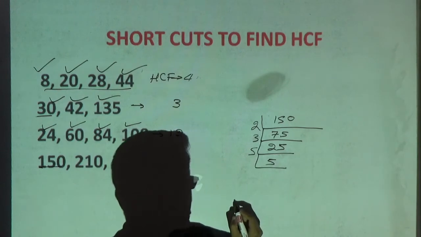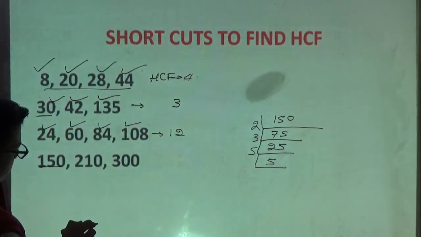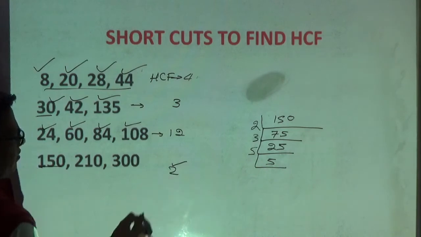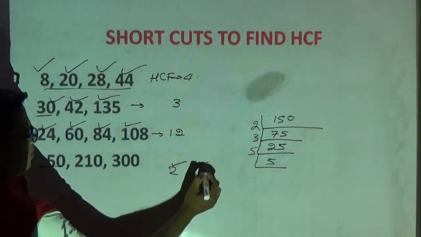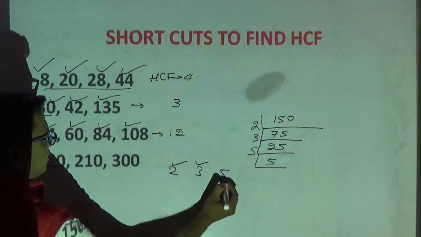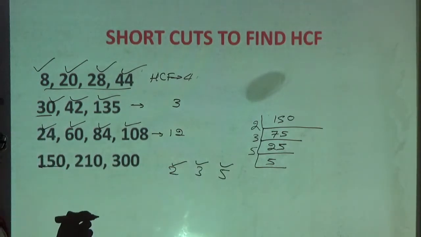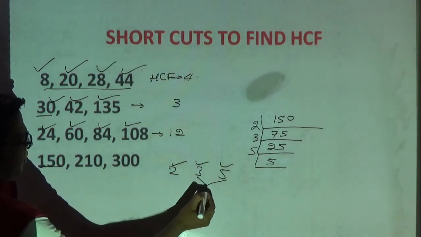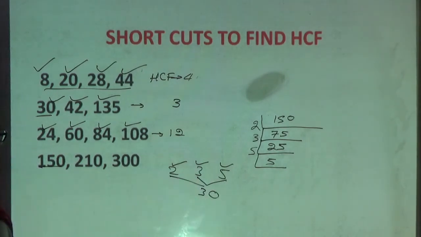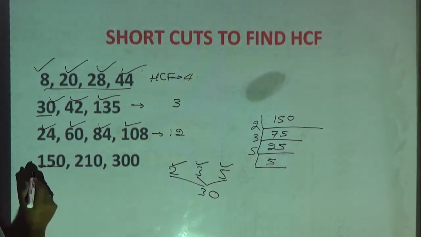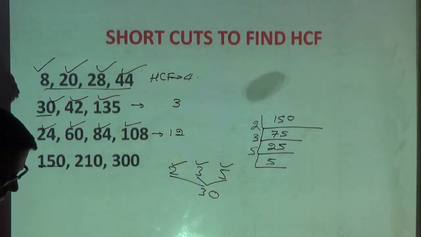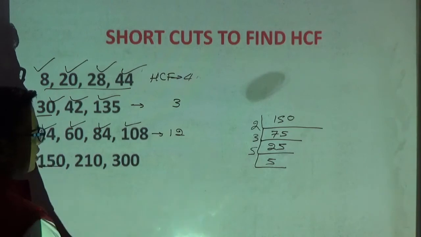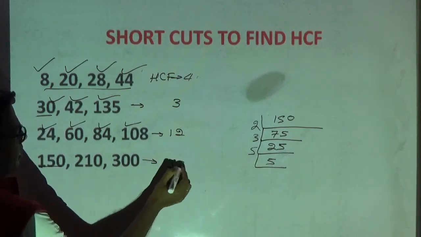Now please observe here. From 2 I can divide? Yes, I can divide. From 3 whether you can divide all the numbers? Yes. From 5 whether you can divide all the numbers? Yes, I can divide. From 3 numbers I am able to divide. Now 5 3 is what? 15. 15 2 is 30. From 30 whether you can divide all the numbers? Check out. Yes, I can divide. So HCF for this example is 30. See how quickly I did my HCF.